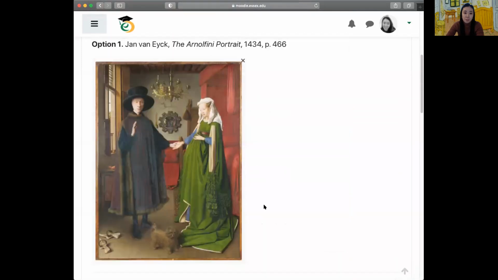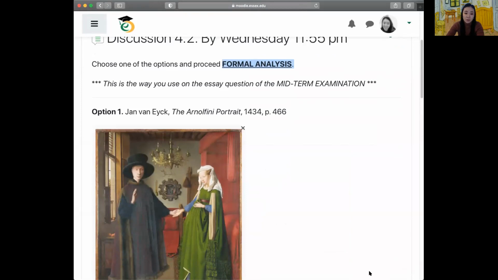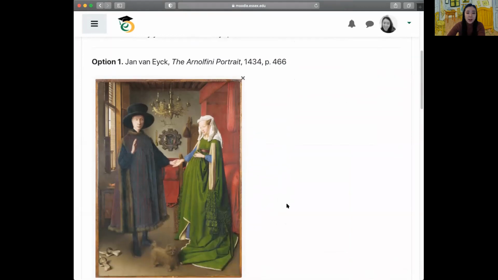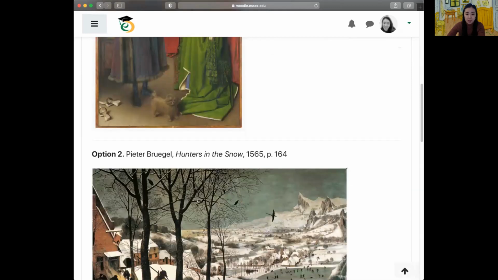This is very important because I mentioned the midterm on the very first day of the course. We have an essay question in the midterm, and that is the formal analysis, with the visual elements and the principles of design. You will see an artwork, and then you're going to proceed with the formal analysis in the midterm. So this is really good practice for the midterm. Just find as much as you can in a work of art. Okay. Any questions, everyone?